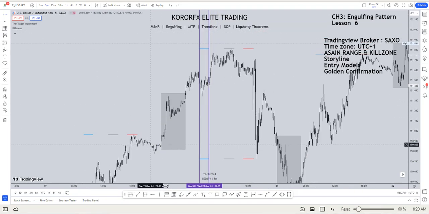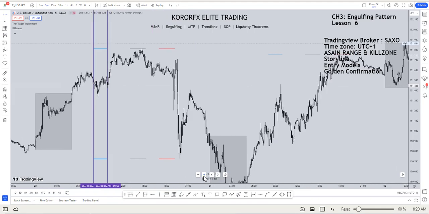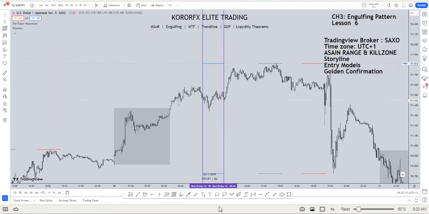We have 3 entry models for London, and you can see price really broke above the Asian session high, and then retraced back. So this is expansion, retracement, expansion. This is entry model 2. Whenever price enters, I will mark my SNRs.